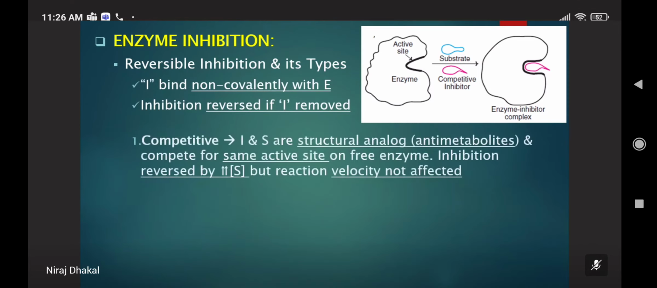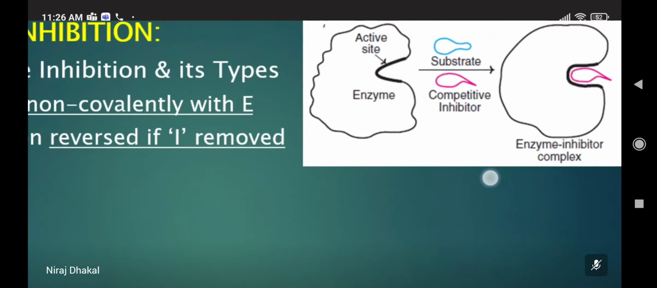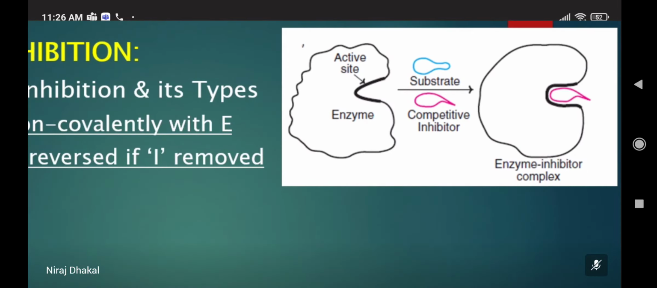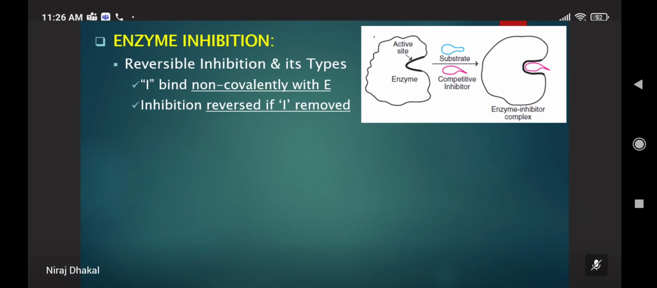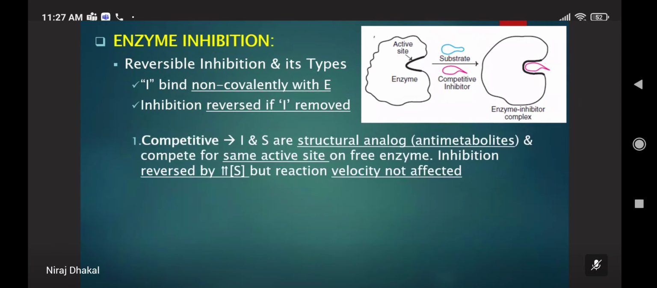As the name implies, the bond between inhibitor and enzyme is usually non-covalent, so it can be easily broken. Inhibition can be reversed, that is, the inhibitor can be removed from the enzyme because it is non-covalently linked with it. That's why it is called reversible inhibition. Now there are different types of reversible inhibition.